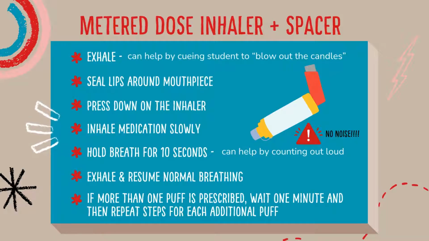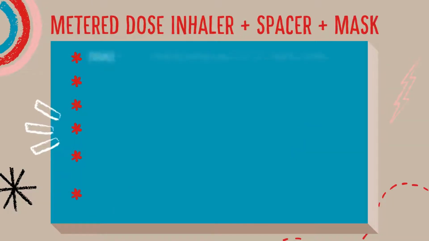It's important to note that the spacer should not make any noise. If a whistling sound is heard, the student is inhaling too quickly and should be encouraged to inhale more slowly. After a full, slow inhale, the student should do their very best to hold their breath for 10 seconds, although for some, this will be very difficult. Encourage them to do their best by counting out loud. The student can then exhale and begin breathing normally, waiting 1 minute to repeat the steps if any additional puffs are indicated per their action or care plan.